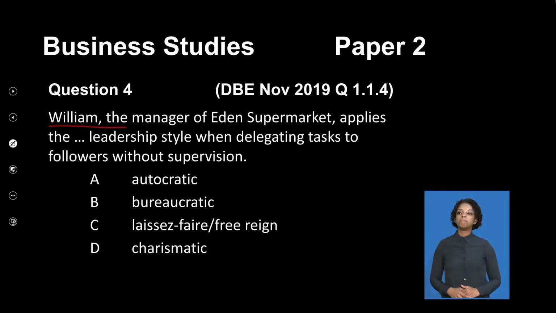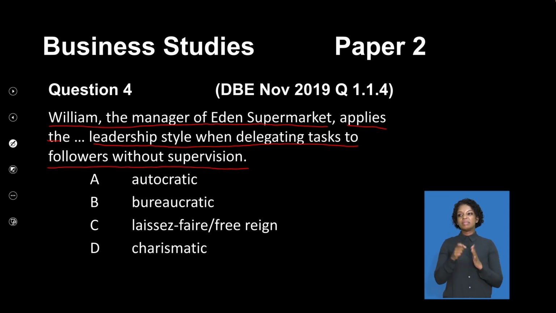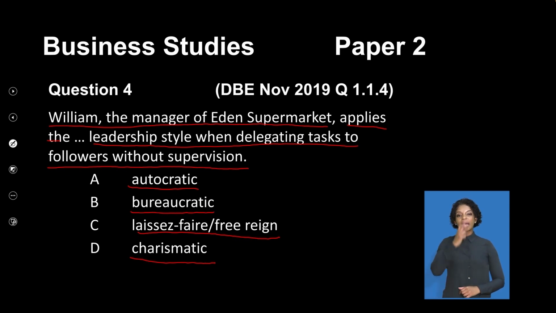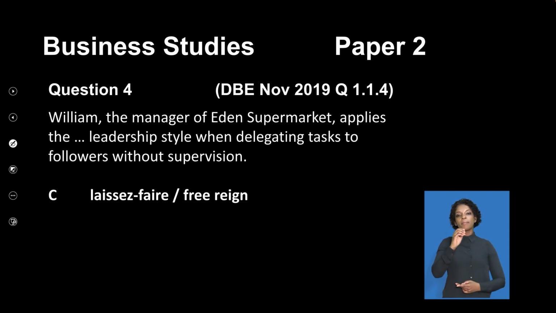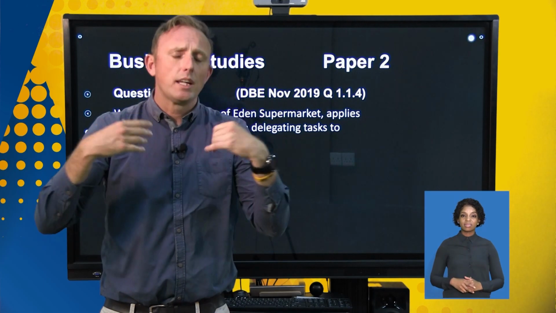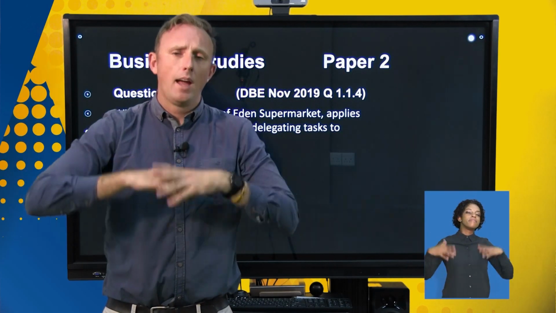William, the manager of Eden Supermarkets, applies the leadership style when delegating tasks to followers without supervision. Our options are autocratic, bureaucratic, laissez-faire or free rein, or charismatic. A lot of you went for autocratic and for bureaucratic, when actually the answer was laissez-faire or free rein. When you've got highly skilled workers, you can just delegate tasks to them and let them be.